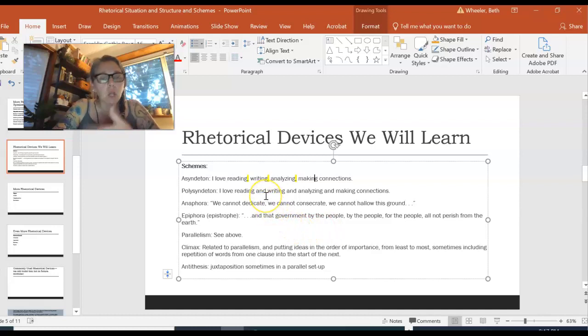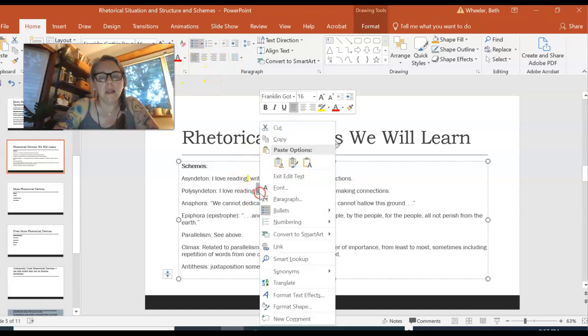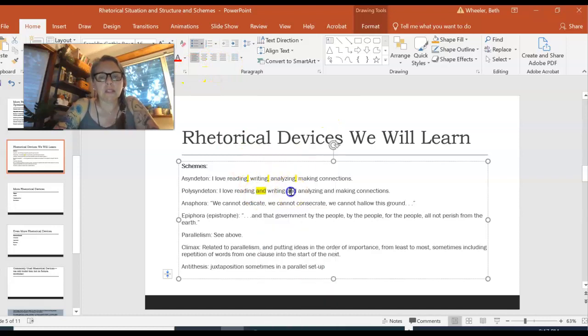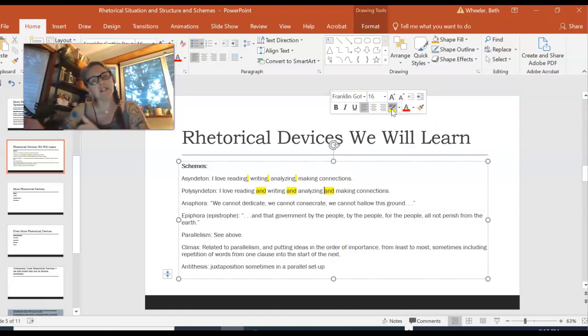It is no use of commas and use of the conjunction "and." So you see in this sentence that I've used the same sentence. I love reading and writing and analyzing and making connections. And so that "and" is in place of the comma, no commas at all, and does the opposite. It slows the sentence down. So think about why a writer might want to speed up the pace of the sentence, slow down the pace of the sentence. I think this is a great time for me to say, rhetoric is used in writing, in creative writing, in academic writing and personal writing.